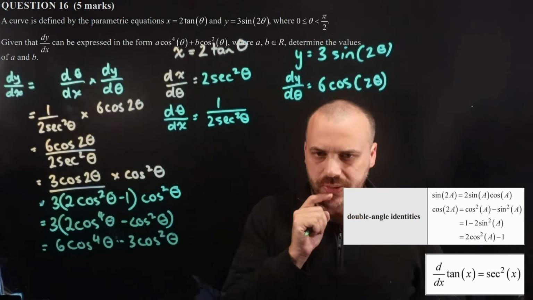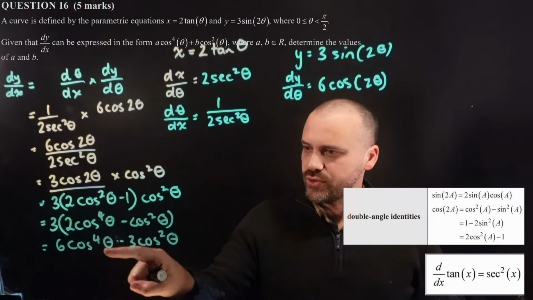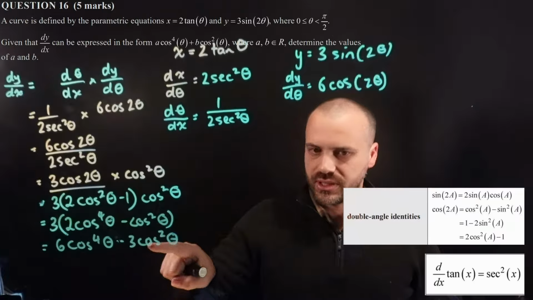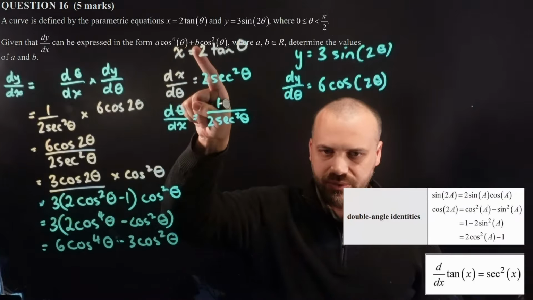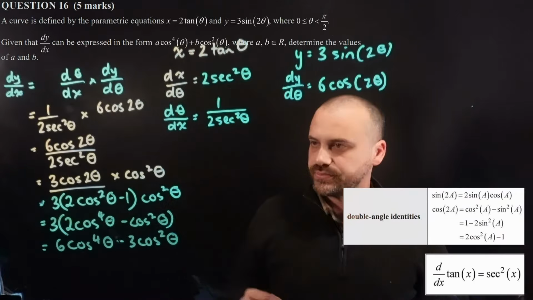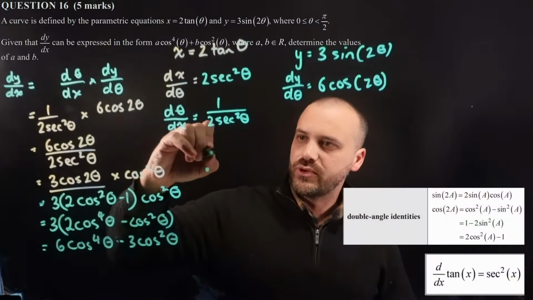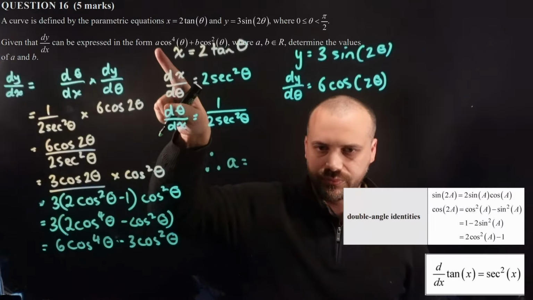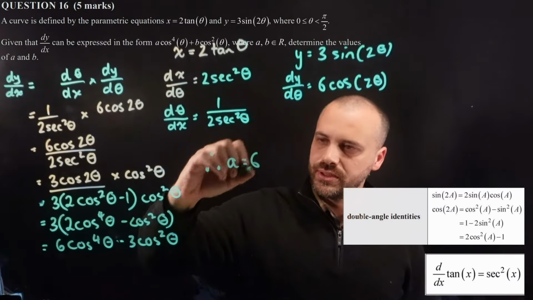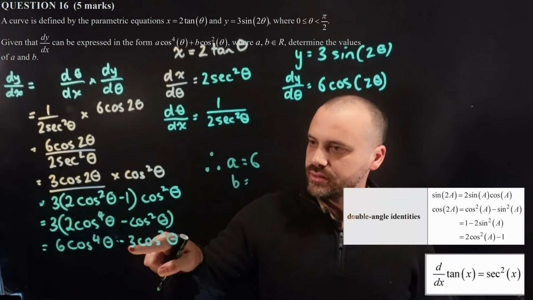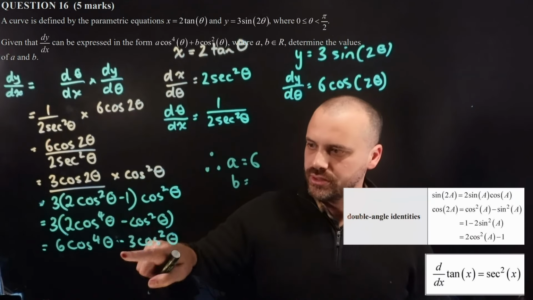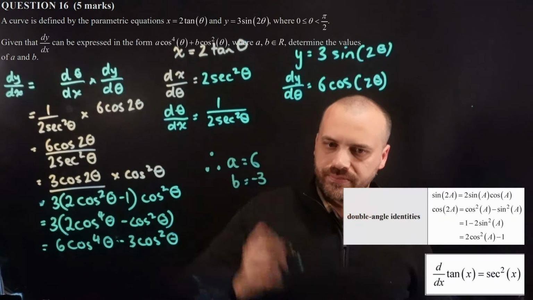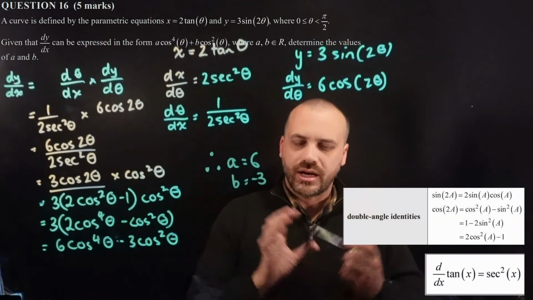Am I done? Something cos 4 theta, and then something cos squared theta. Great. I'm finished. Therefore, A is equal to 6 and B is equal to, got to be a bit careful, negative 3. Done.